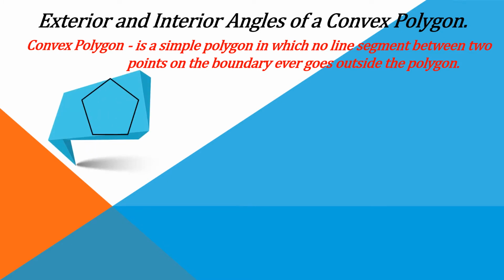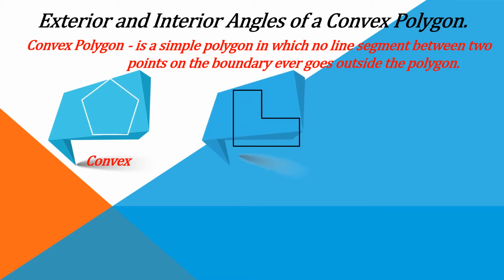Let us look at this pentagon. Do you think it is a convex polygon or is it other than that? Well, it is a convex polygon because all angles, if you will notice, are all less than 180 degrees. What about this? Is it a convex polygon? No, it is a concave polygon. And why? Because one angle is more than 180 degrees, or one angle is a reflex angle.